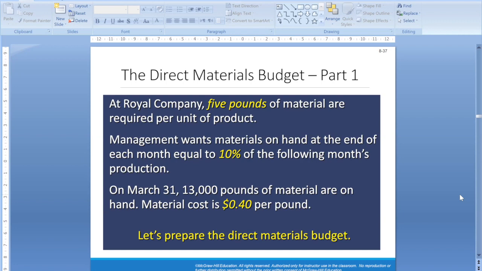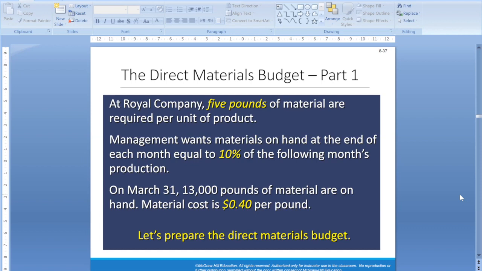And the management wants materials, again, considering the word materials, we are talking about raw materials. Management wants materials on hand to be in the warehouse at the end of each month equal to 10% of the following month's production. Now, again, for the same reason, the company needs a desired ending inventory. Why? To meet any unexpected demand.